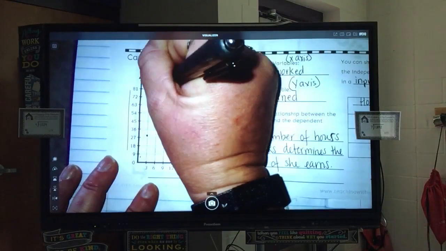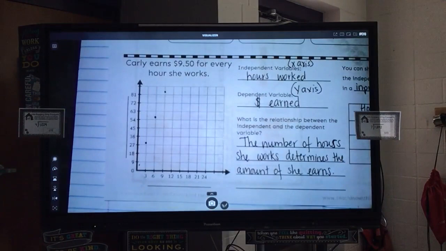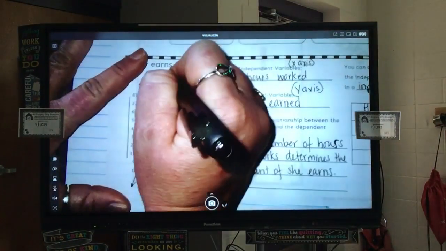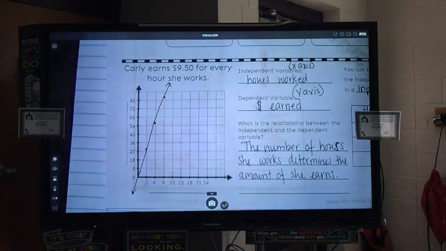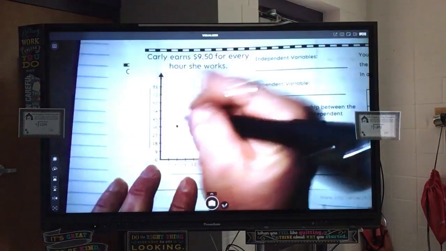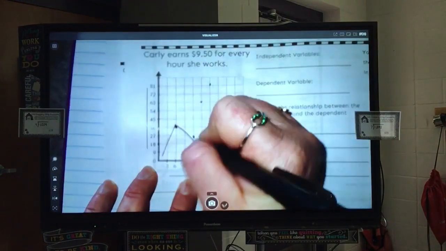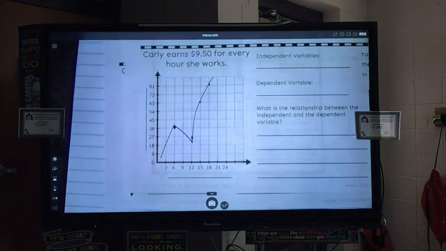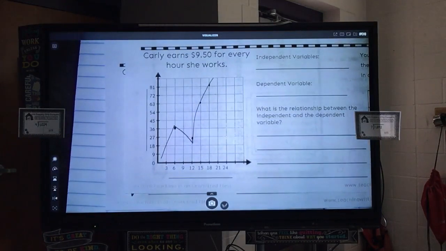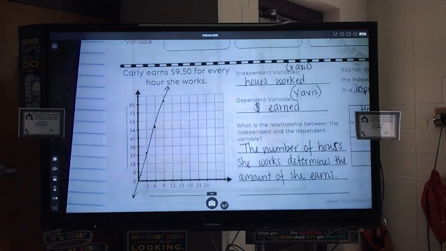You know if your graph is going to be correct because your line is going to be straight. Okay? If your line goes point, point, point, point, and you go like this, that's not right. Your line should be straight, either up and down or going this way. Your dots should go in a straight line.